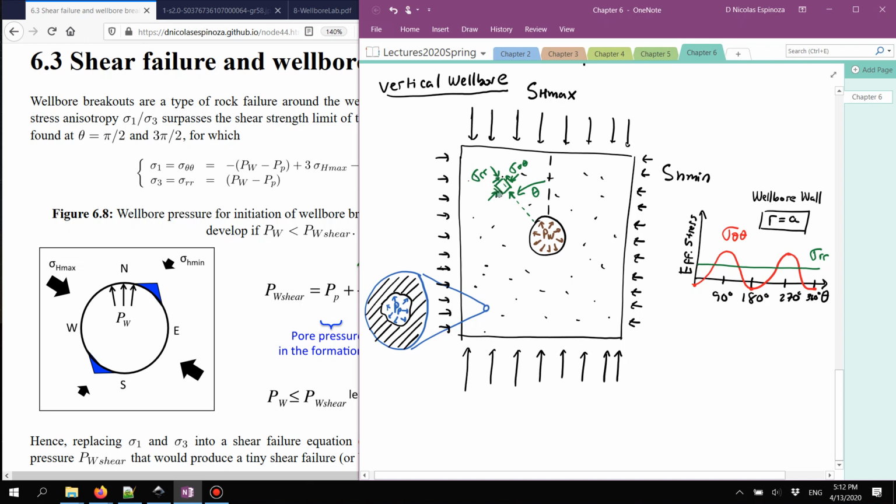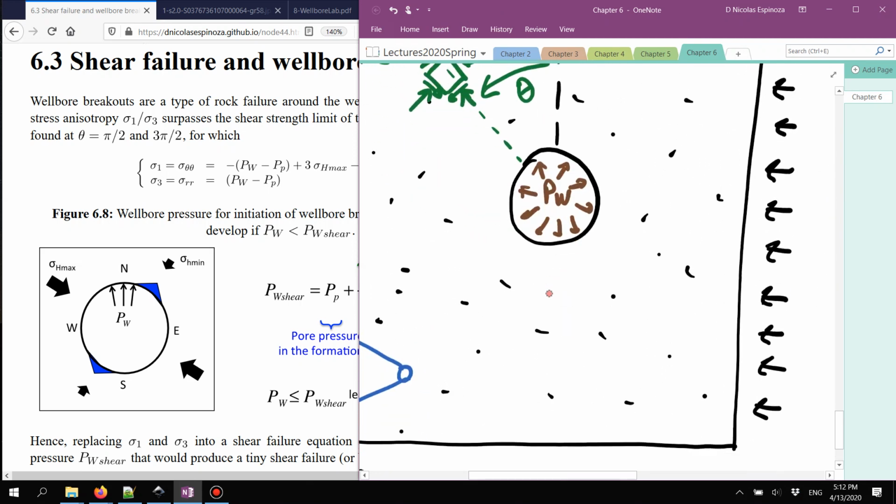But remember, the angle theta is the angle from the line that coincides with the maximum stress to the particular point we're looking at. So in this particular case, we will expect to have the maximum stress located at 90 degrees and at 270 degrees. These locations are therefore right here and right there.